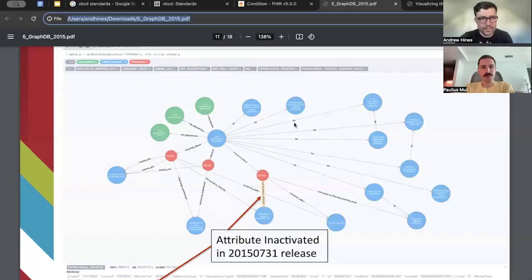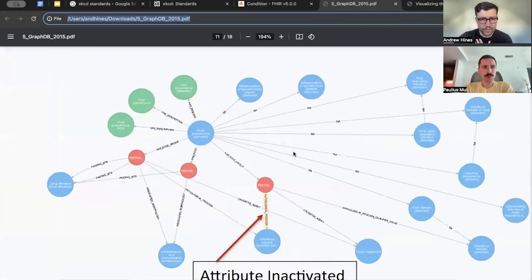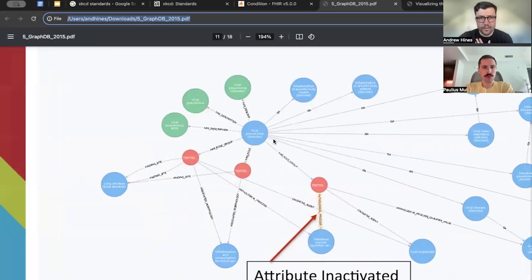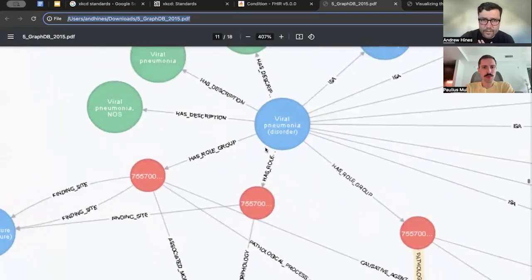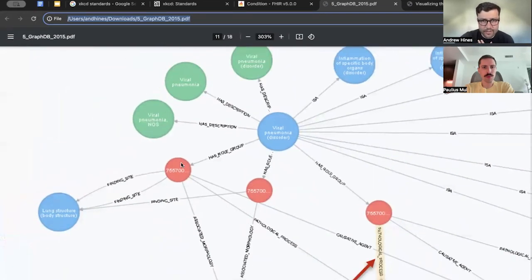So the concepts are the nodes in the graph, and then the attributes or the relationships between the concepts are the edges, and they have a direction. Let me provide a visualization here to make it clear. So this is from some friends at Nebraska. Let's zoom in so we can get a better sense. The nodes here that are colored blue, green, and orange are concepts in SNOMED.